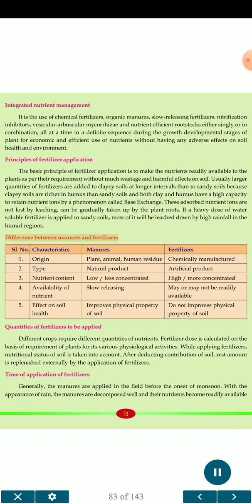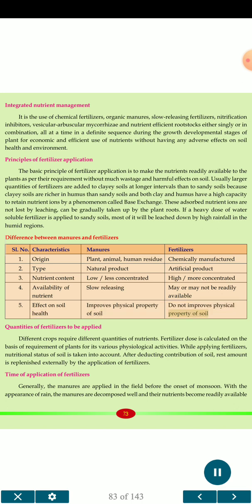Difference between manures and fertilizer. Serial number, characteristics, manures, fertilizer. 1. Origin: plant, animal, human residue; chemically manufactured. 2. Type: natural product; artificial product. 3. Nutrient content: low, less concentrated; high, more concentrated. 4. Availability of nutrients: slow releasing; may or may not be readily available. 5. Effect on soil: improves physical property; does not improve physical health of soil.